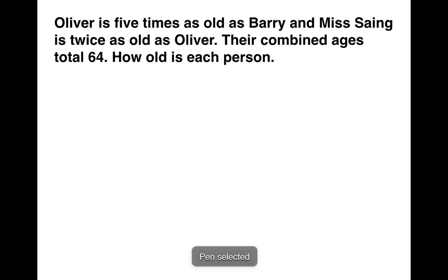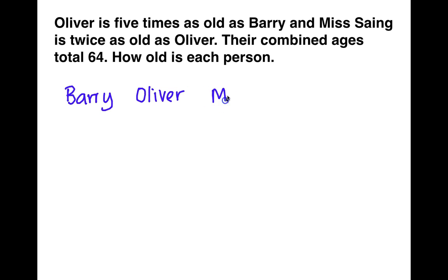So the very first thing that I want to do is identify how many things we are trying to look for. In this case, we're trying to look for 3 ages. First of all, before I list these ages out, let's try to figure out who's the youngest of all 3. Well, Oliver is 5 times as old as Barry, so Barry's going to be younger. And Miss Sang is twice as old as Oliver, so Miss Sang is even older than Oliver, so for sure Barry is the youngest. So I'm going to go ahead and list him first. We're going to say Barry, then we have Oliver, and then we have Miss Sang.